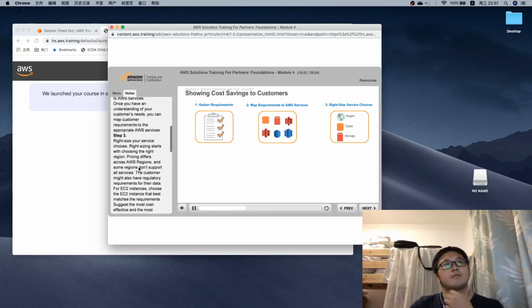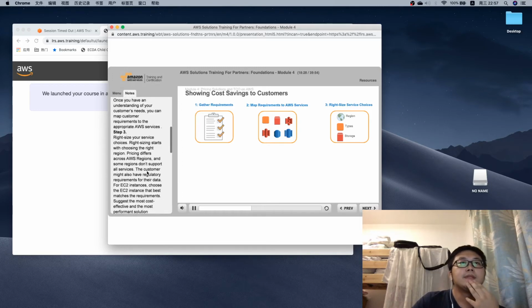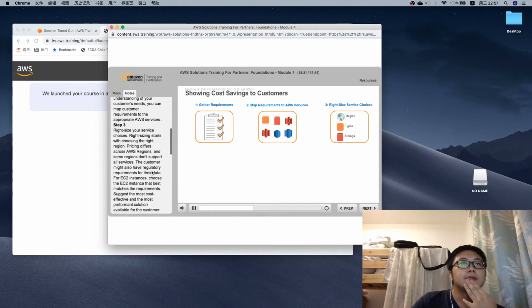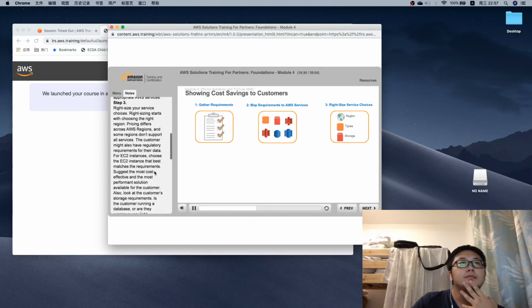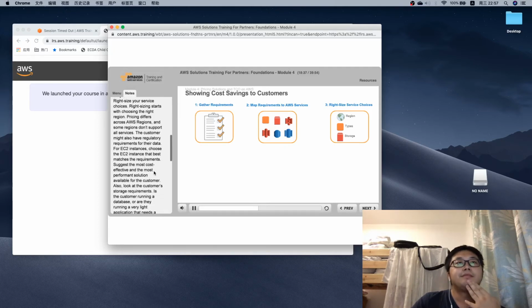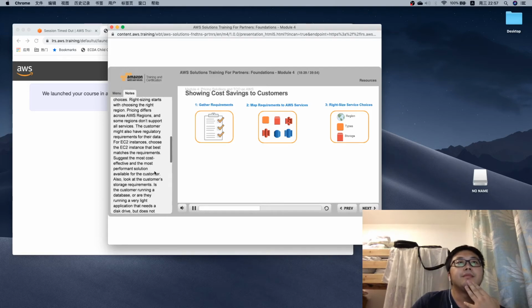The customer might also have regulatory requirements for their data. For EC2 instances, choose the EC2 instance that best matches the requirements. Suggest the most cost-effective and the most performant solution available for the customer. Also, look at the customer's storage requirements.